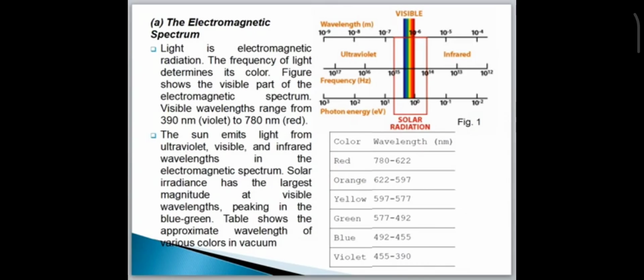Table shows the approximate wavelength of various colors in vacuum. Red color has a wavelength of about 622 to 780 nanometer, and the orange color has the wavelength of 597 nanometer to 622 nanometer, and the yellow color has a wavelength of 577 nanometer to 597 nanometer, and the last one, violet color, has the wavelength of 390 nanometer to 450 nanometer.